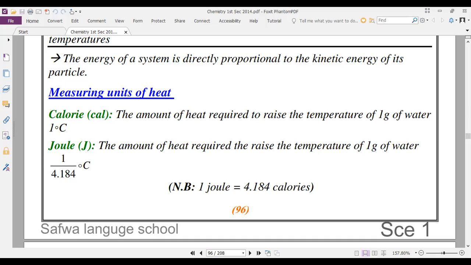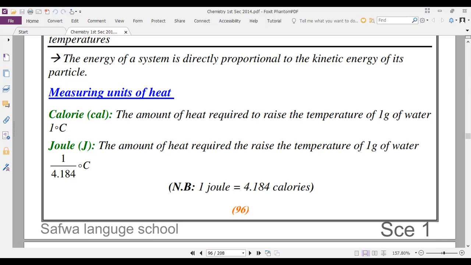What's the relation between them again? That 1 joule equals 4.184 calories, and 1 calorie equals 1 over 4.184 joule, right. So that's the relation between both of them.